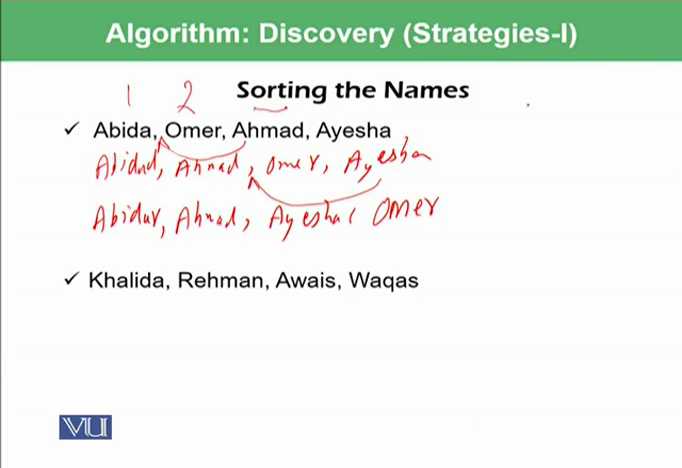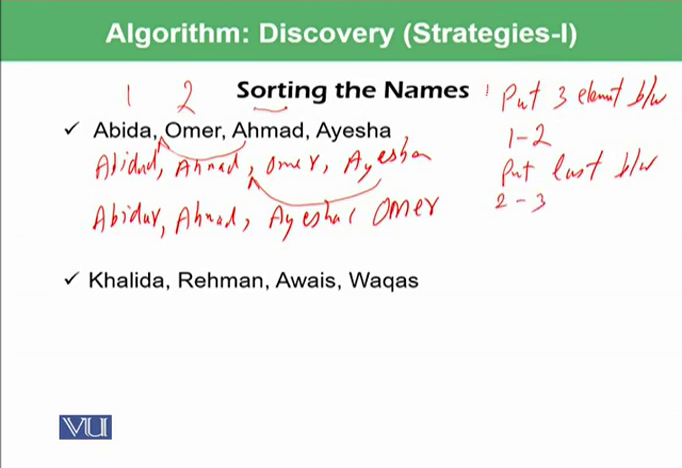So first you put the third element between first and second. The first step was putting the third element between first and second, and then putting the last element between second and third. Put last, or fourth, between second and third. So this was the algorithm that sorted this list.